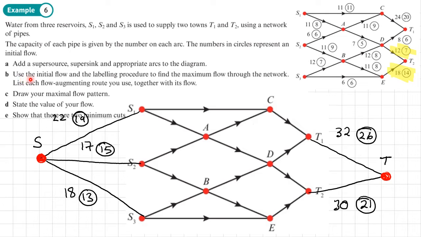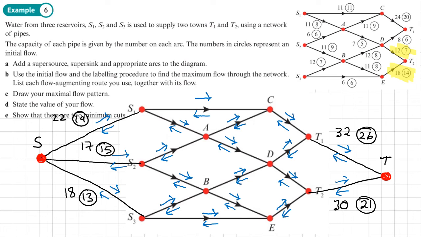Part B, use the initial flow and the labelling procedure to find the maximum flow through the network. List each flow augmenting route you use together with its flow. So we start by adding our forward and reverse arrows on all of our arcs, and then we'll add numbers onto here to show how much we can increase each of these arcs by and how much we can decrease each of these arcs by. So I'll do a couple of them and then I'll fill in the rest.